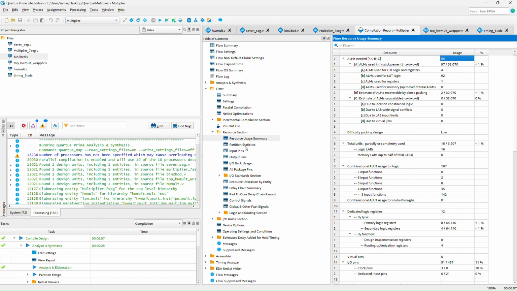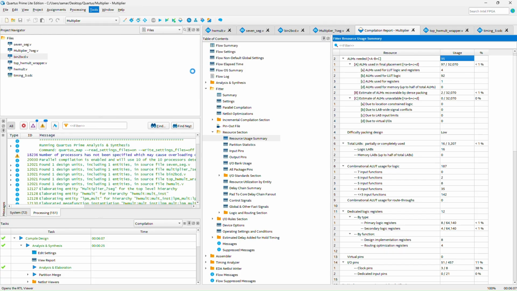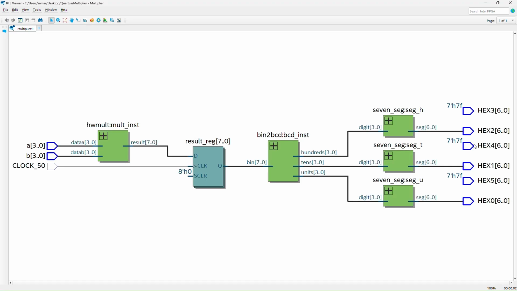So let's go ahead and look at how it would look and be implemented. Here is the RTL view. As you can see, there are 3 blocks. This is the multiplier, this is the 7 segment display code, and this is the binary converter, and then the 3 seven-segment displays being used are shown here. As you can see, 5, 4, and 3 are hard coded to be left hanging.